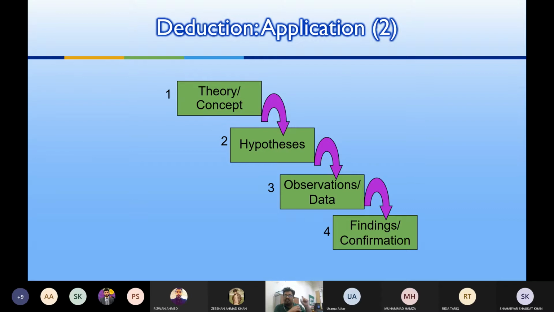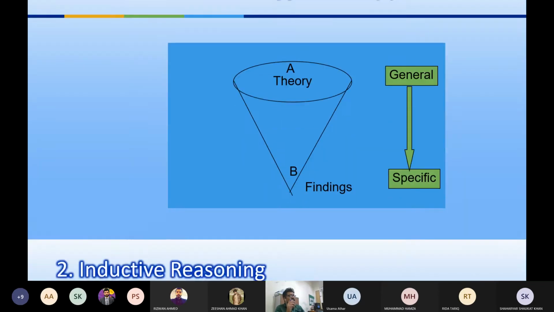Based on that theory, we develop different hypotheses, and that hypothesis is then tested, and then that theory is confirmed. Okay, that is the deductive approach.